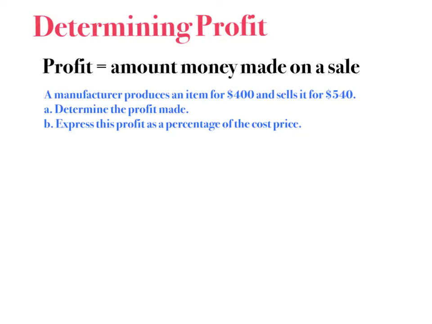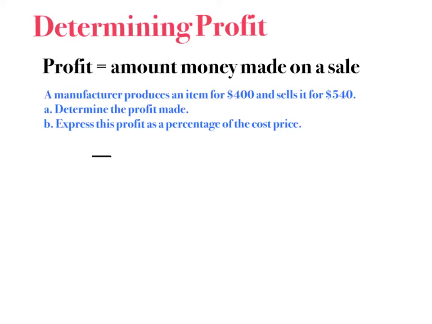Now, when I talk about profit, I mean the amount of money made on a particular sale or from a particular year or a certain amount of revenue. We're talking about gain, okay? So I've got an example here. A manufacturer produces an item for $400 and sells it for $540. What profit did he make?